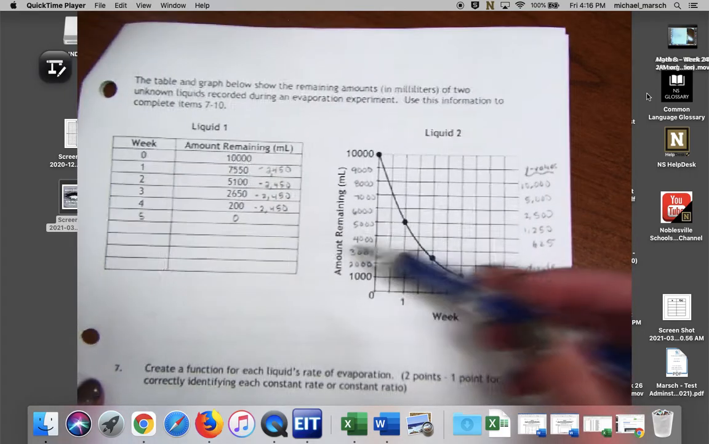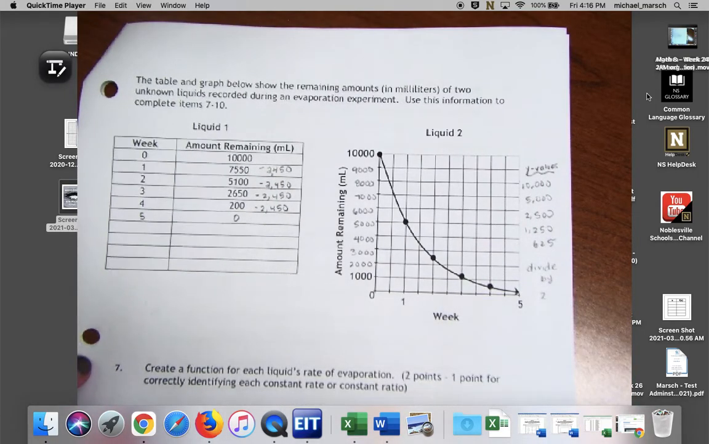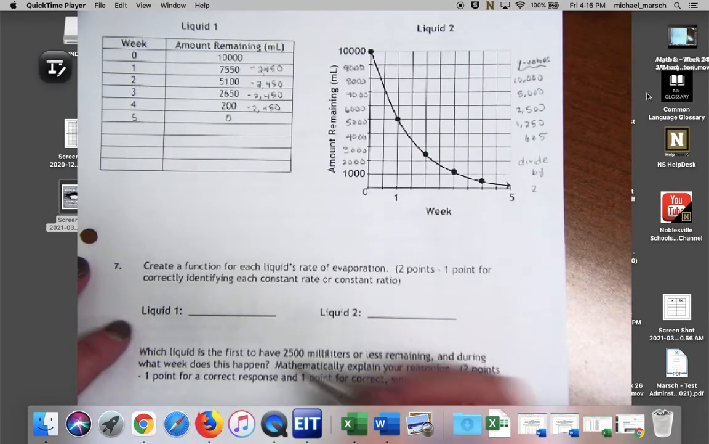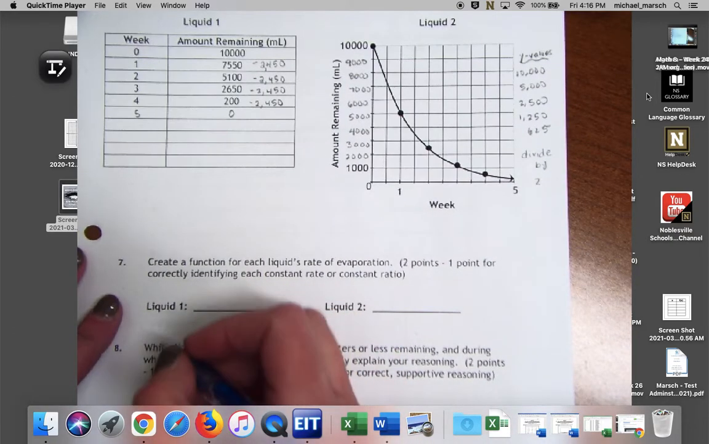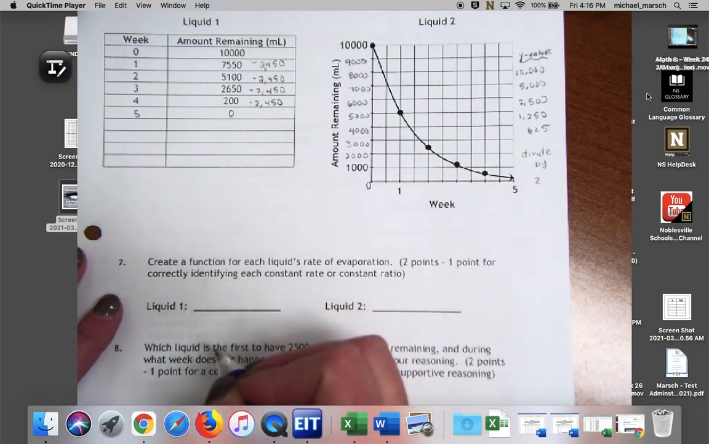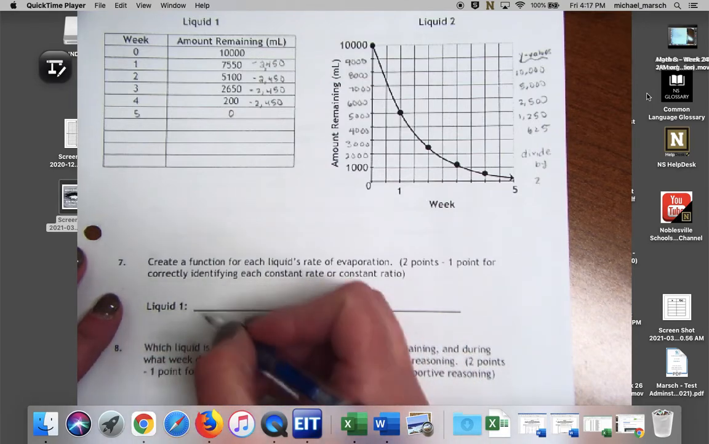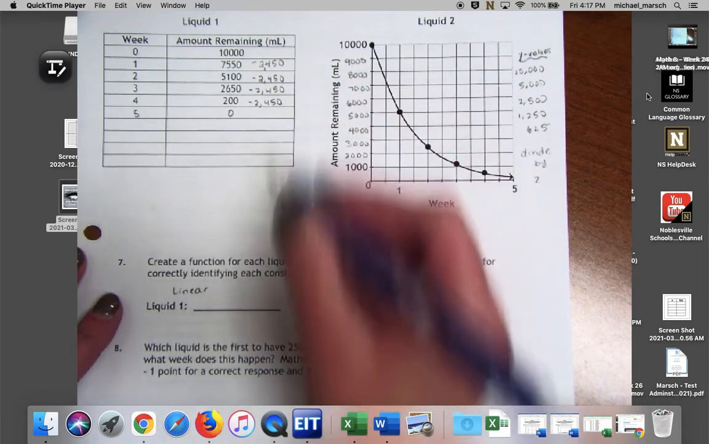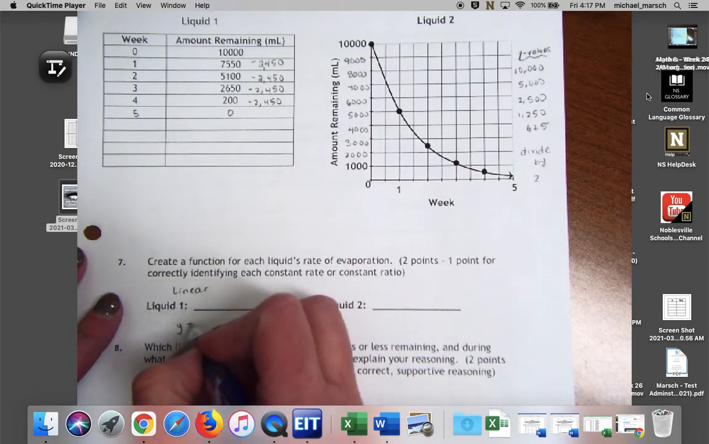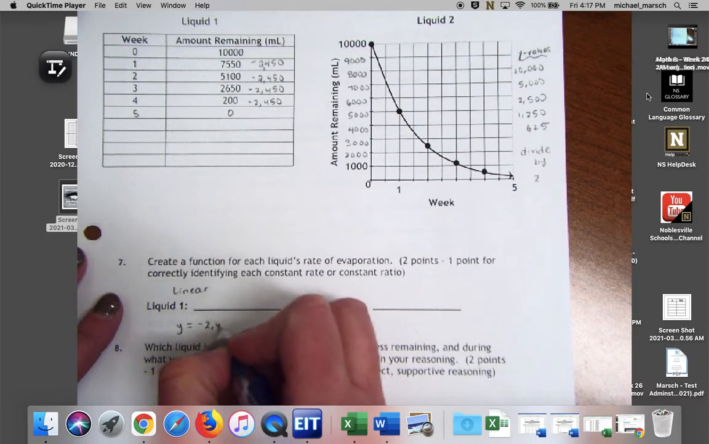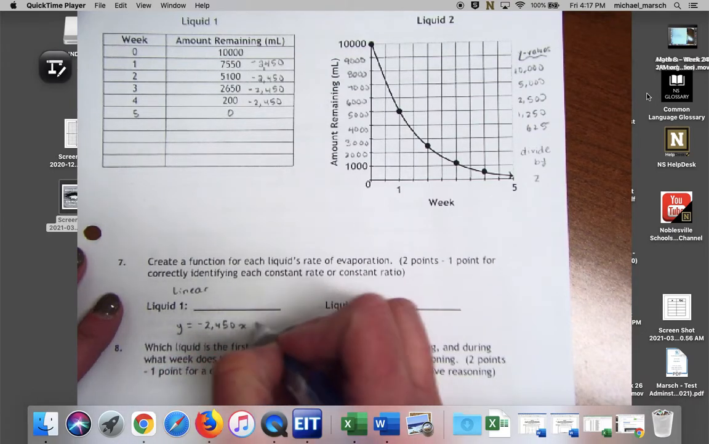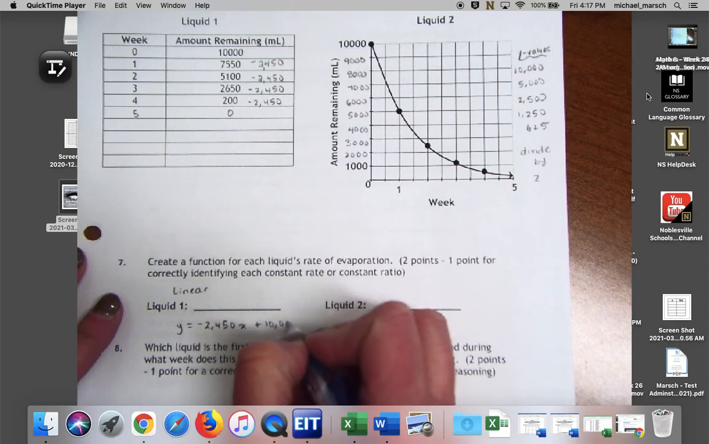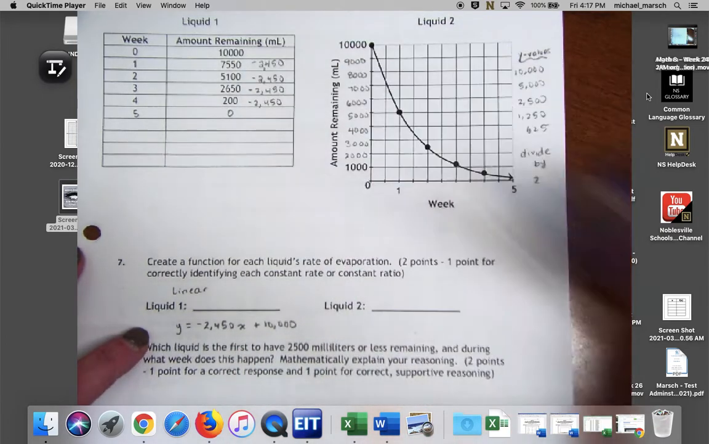Okay, so now we have situations happening here. For liquid 1, it says create a function for each liquid's rate of evaporation. So for liquid 1, I'm going to write it underneath here because I found out earlier I'm going to run out of room. My linear function, because this is linear, right, a constant rate of change, is going to be y equals negative 2,450x plus 10,000, because that's where I started. I started out with 10,000 milliliters.